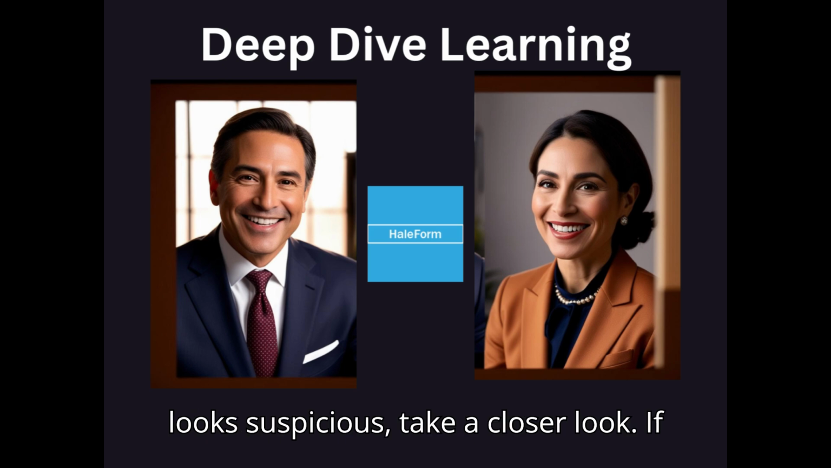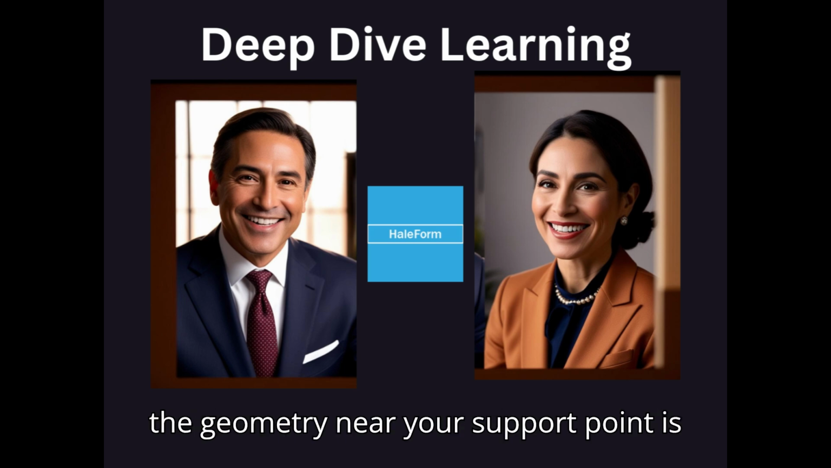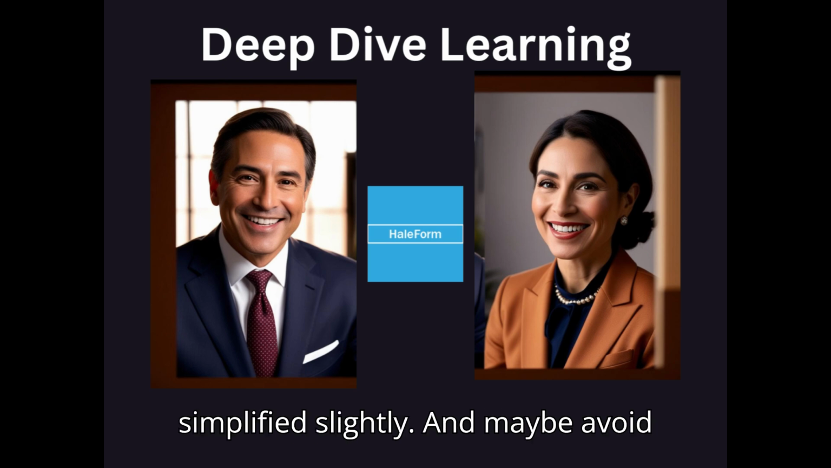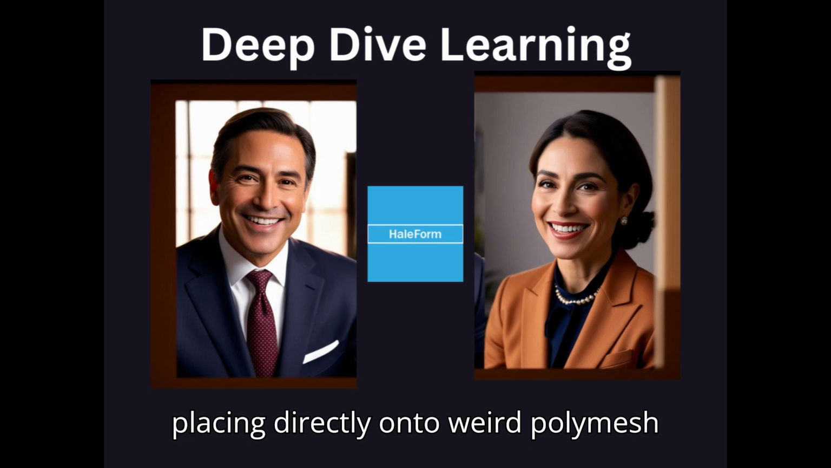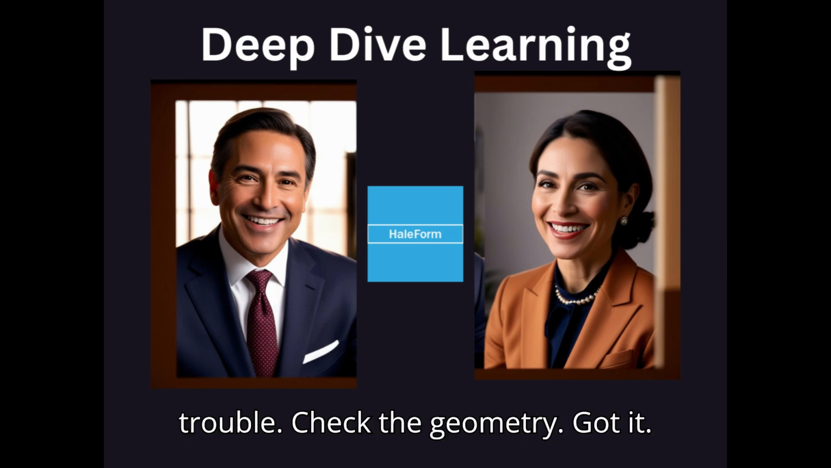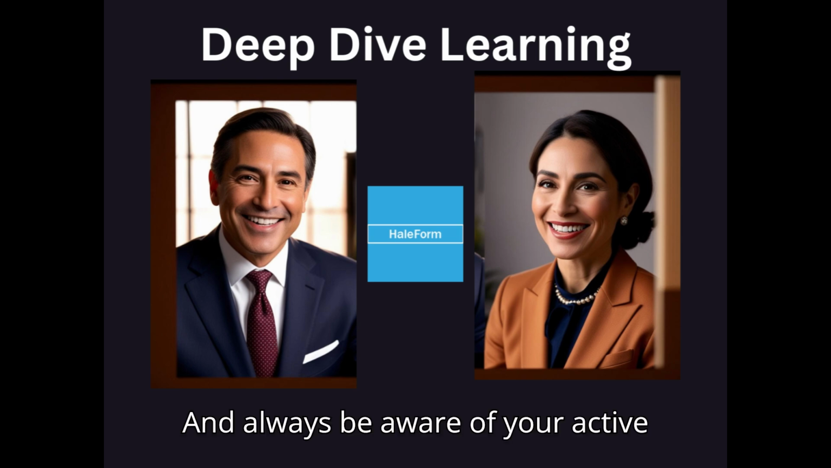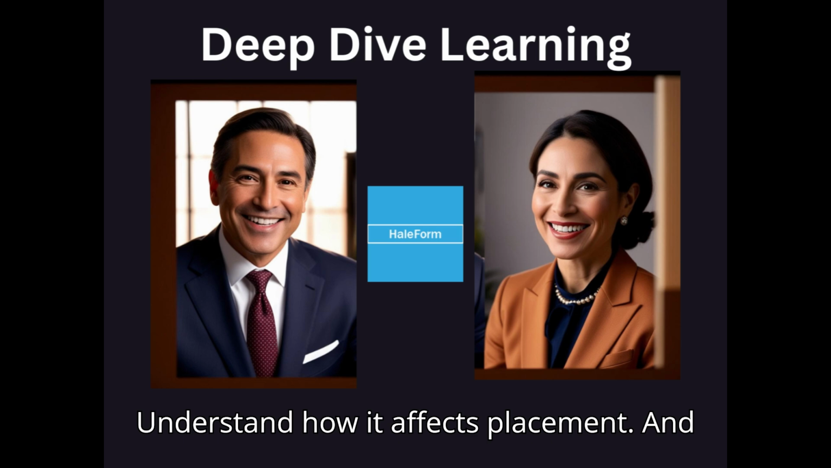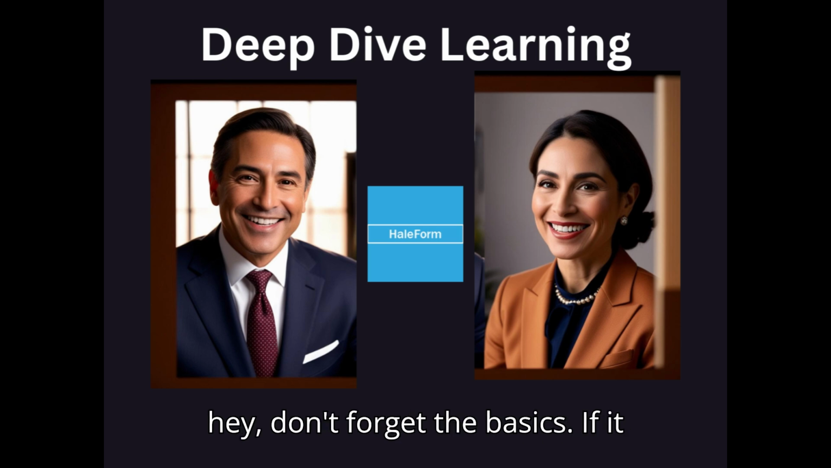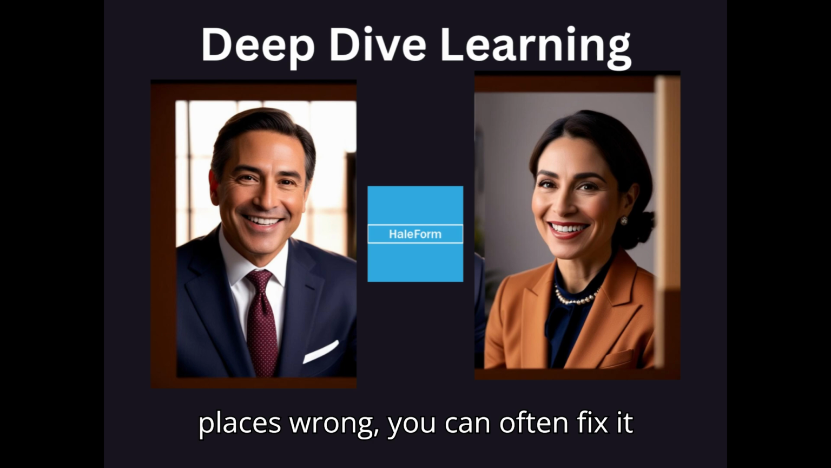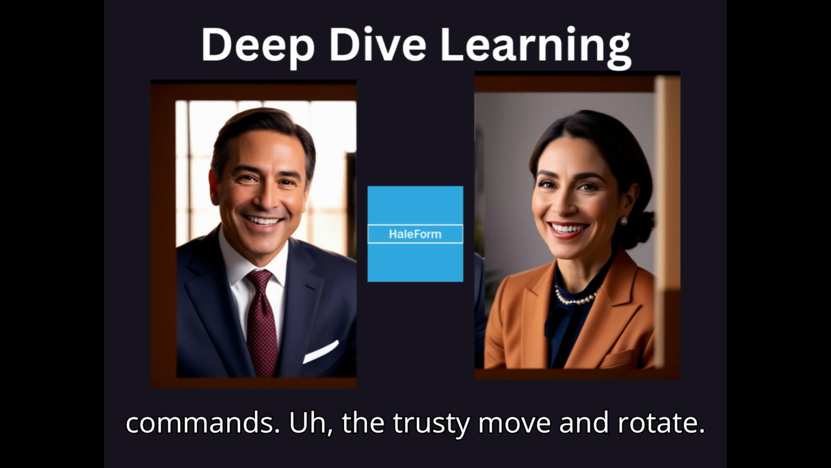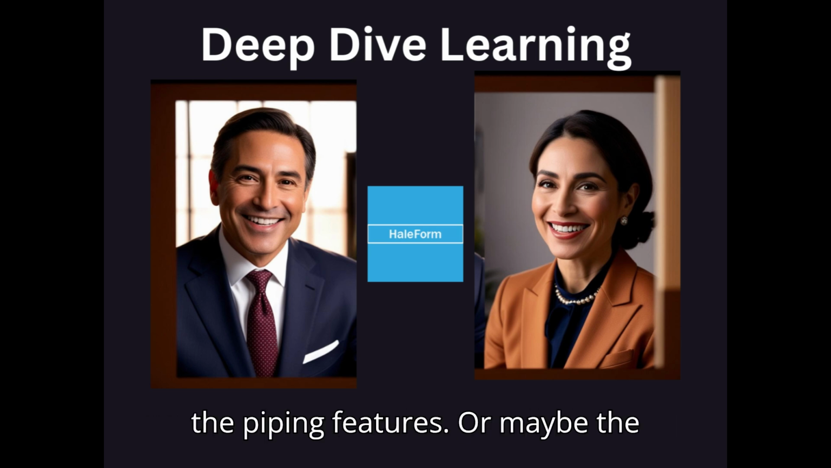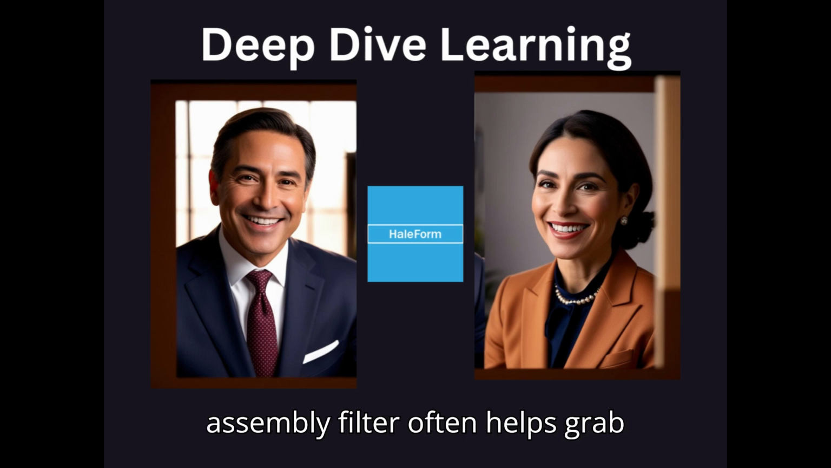And if the structure itself looks suspicious, take a closer look. If the geometry near your support point is overly complex, see if it can be simplified slightly. And maybe avoid placing directly onto weird polymesh surfaces if they seem to be causing trouble. Check the geometry. Got it. And always be aware of your active coordinate system, global or local. Understand how it affects placement. And hey, don't forget the basics. If it places wrong, you can often fix it afterwards with the move and rotate commands. The trusty move and rotate. Just make sure you select the entire support correctly when you do that, using the piping features, or maybe the assembly filter often helps grab everything.